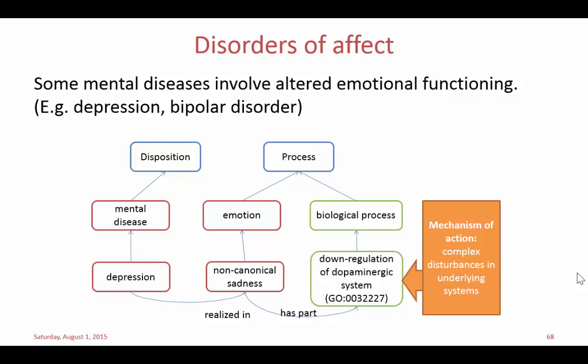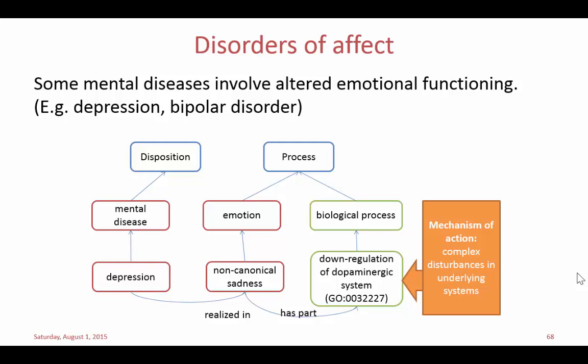So here we have a picture of the principal kinds of entities involved in disorders of affect. You have the mental disease itself, which is a disposition. Here, depression is the kind of mental disease which we're interested in. Depression is realized. Depression is like a counterfunction. It's realizing something bad, which is sadness. In this case, non-canonical sadness, because there's nothing to be sad about. And that non-canonical sadness, that process, has a part, which is a biological process of downregulation of the dopaminergic system, which is a biological process, which is a process.